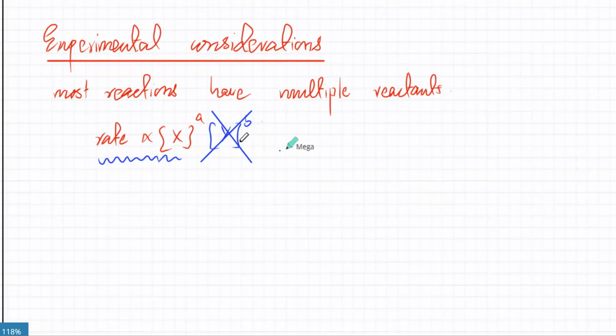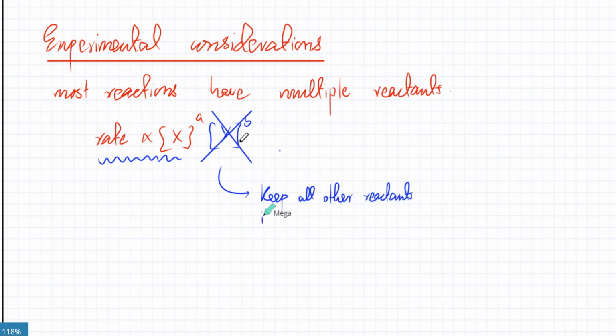The way that is done is keep all other reactants in large excess, so that their concentration becomes almost constant.